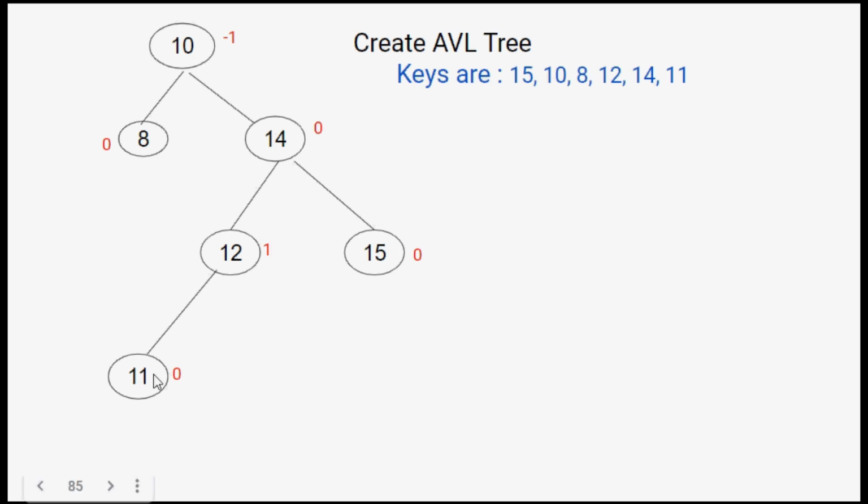See, the height of the left subtree is 2, the height of the right subtree is 1. So 2 minus 1 gives me 1 only. Okay. Now for 10, the height of the left subtree is 1, and the right subtree is 1 plus 1 plus 1, which is 3. Why am I not calculating this? Because we have already discussed that height is the longest path to reach the leaf node. So this is the leaf node, and the longest path is 1 plus 1 plus 1, which is 3. So 1 minus 3 gives me minus 2. So this is again not balanced.